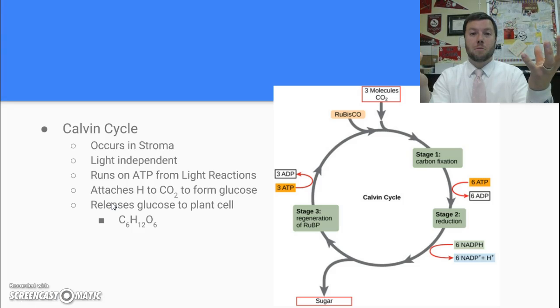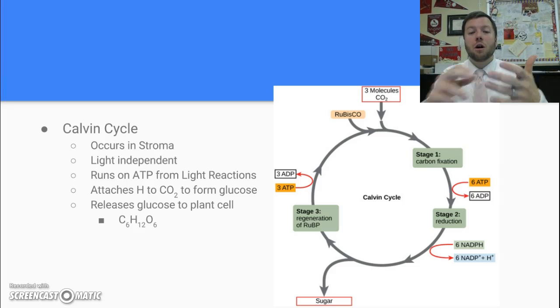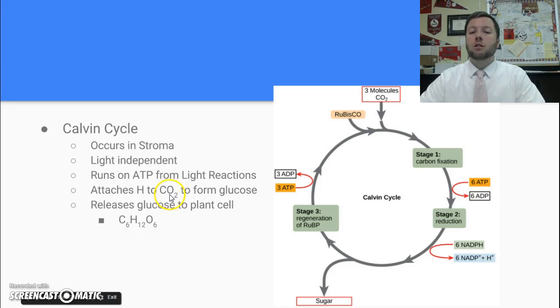If you remember way back to our biochem unit, what is a carbohydrate? It's a carbon and water. Carbohydrate: C, H, and O. So sure enough, you take H and you get the oxygens here from carbon dioxide. You've got the carbons there in the middle, and all together it releases that glucose. You can see it spitting off sugar down here below. It releases that glucose to the plant cell for storage.